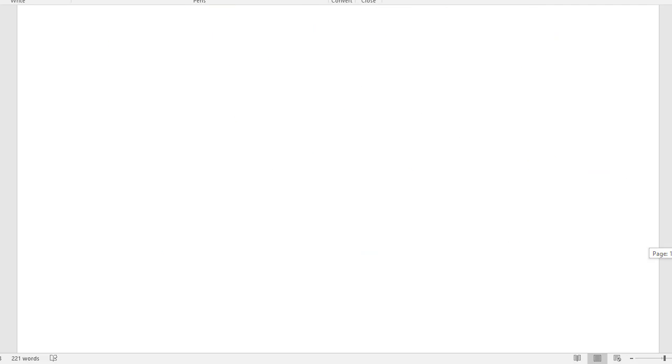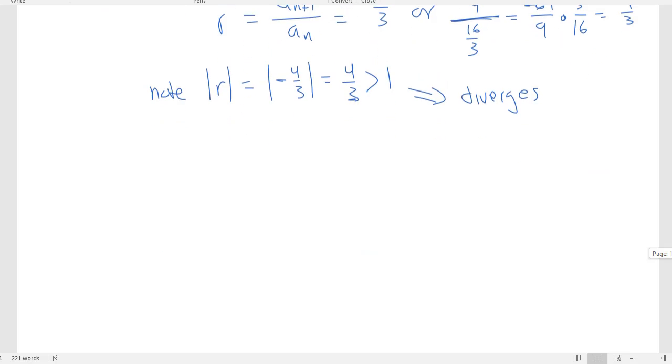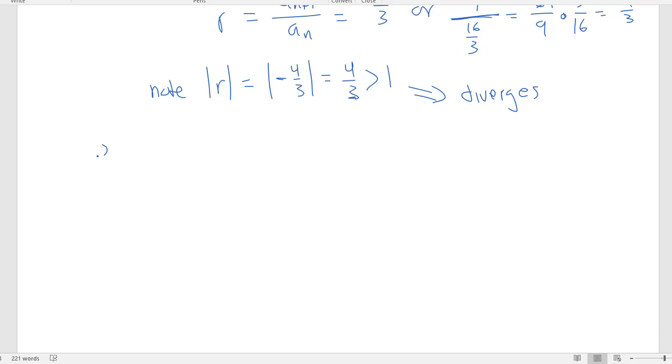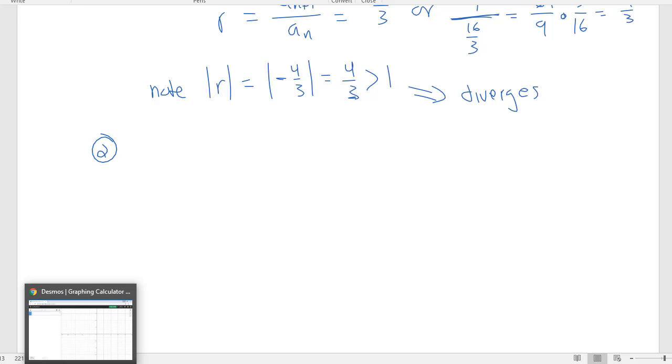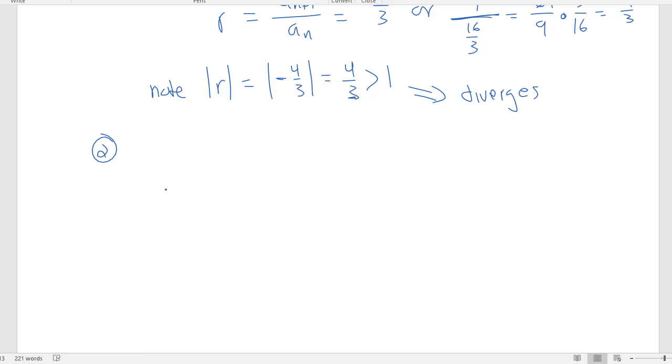Okay, let's take a look at another example. Oops, this thing is so jittery. All right, so let's say the second example is one that's kind of fun like this. Let's write it in sigma notation: -3 to the n minus 1 over 4 to the n, and n goes from 1 to infinity.